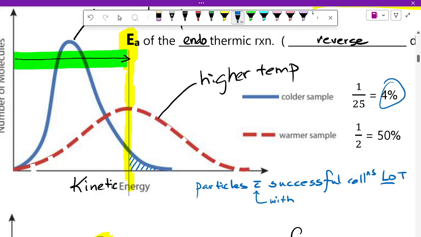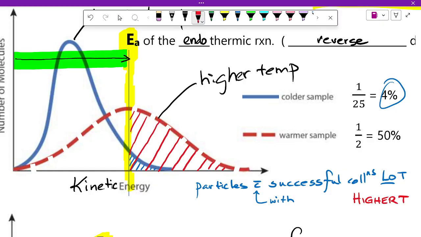Where would we shade for the higher temperature? Everything under the red curve. Okay, and that looks to be about how much percent? About 50%.